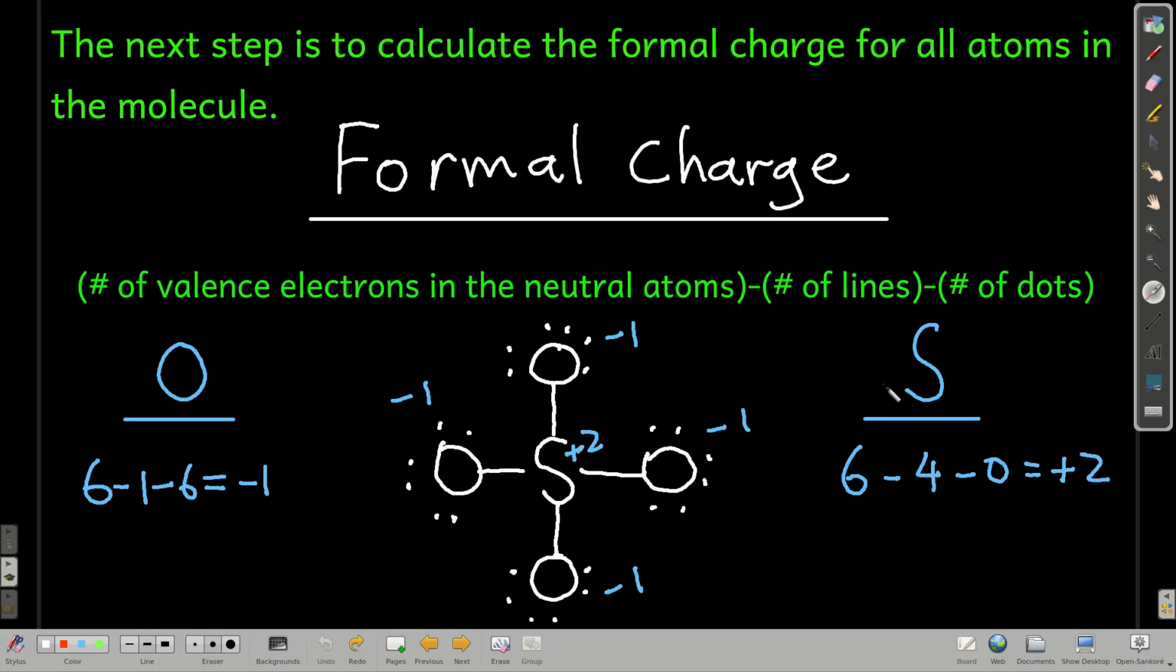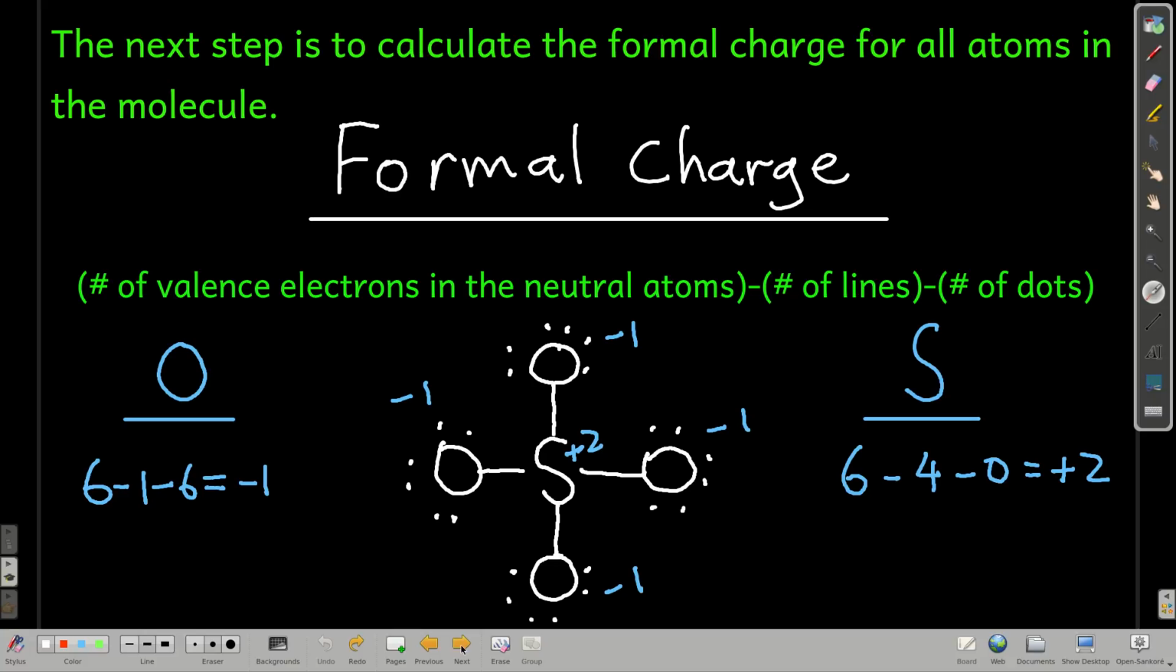For sulfur, the neutral sulfur atom has 6 valence electrons. I don't mean in this structure here, I mean when it's just a single neutral atom of sulfur. 6 valence electrons minus 1, 2, 3, 4 lines, and 0 dots is +2. Okay. So why do we do this?